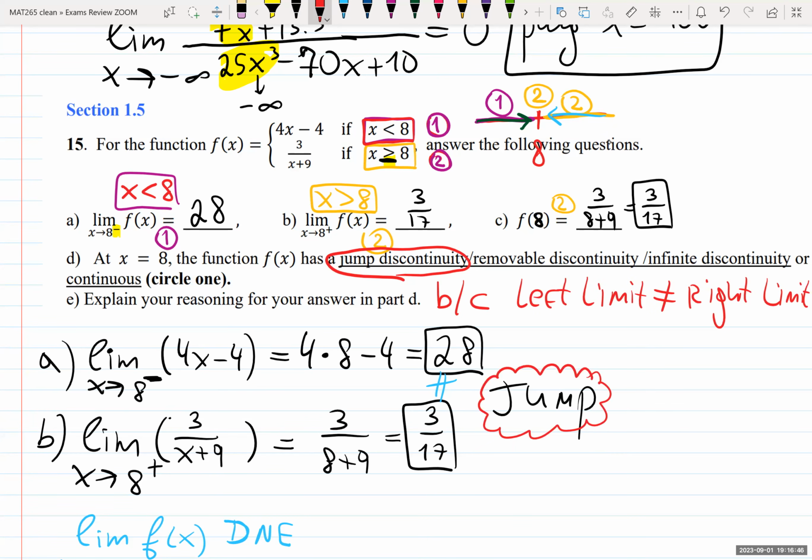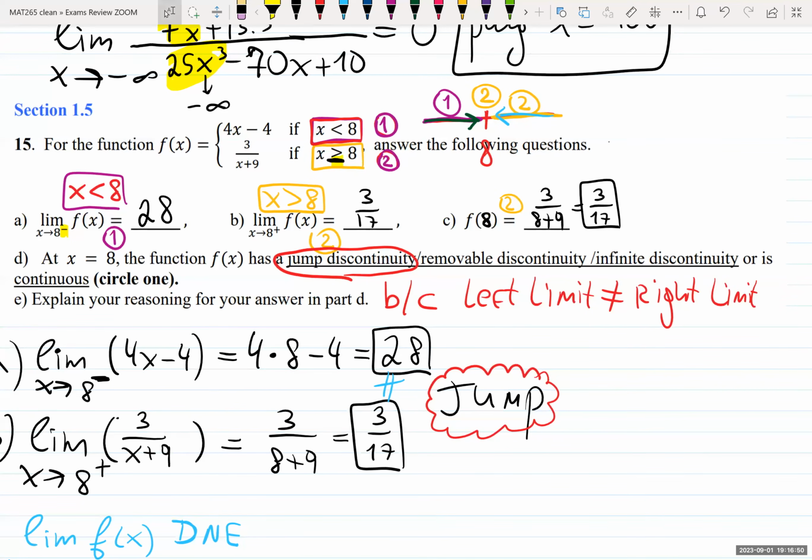Jump, removable, and infinite discontinuity, just like it shows here, are official terms for 3 types of discontinuity. There's a 4th one, oscillating discontinuity, which we don't cover in this class. That's when the function wiggles so much that it never stops. Then there's also no limit. That's actually a pretty cool example. So that's what I wanted to show you.